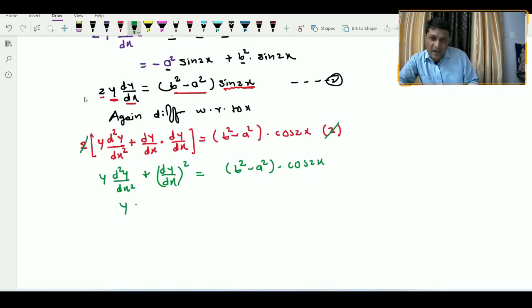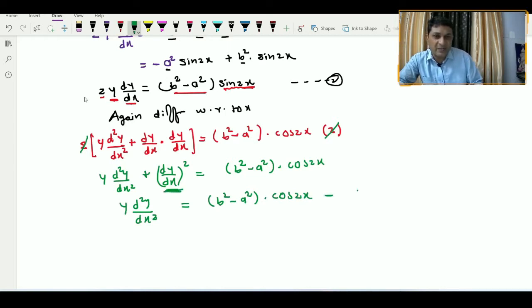Now here y d2y upon dx square, keep it as it is. This plus term on the right hand side will become minus. Already here b square minus a square into cos 2x is there, keep it as it is, and this plus term simply on this side will become minus (dy by dx) whole square. Now we are making some adjustment according to our required result. Later on we will discuss why we are doing this type of adjustment. Okay, so I am multiplying both sides by y square.